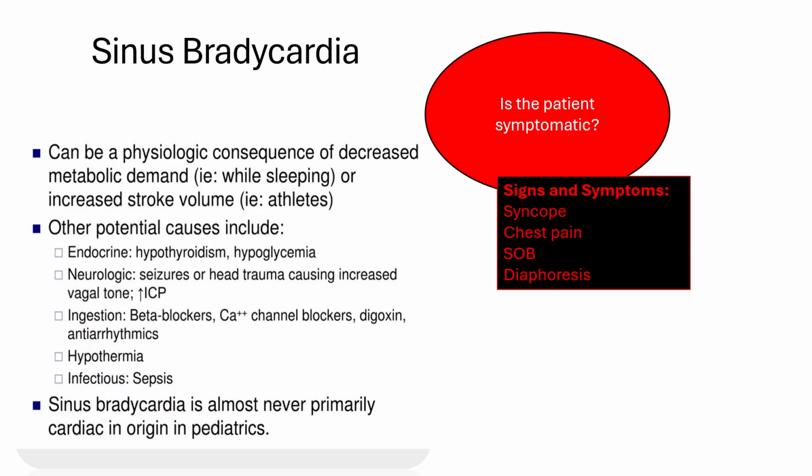And sometimes it's just going to be a physiological consequence of decreased metabolic demand. For example, when we are in our deep sleep, a lot of people will become bradycardic because we don't have that much demand. And remember, athletes can also be bradycardic at baseline because their heart is healthy and it doesn't have to work at the same degree as, let's say, my heart, because I'm definitely not athletic.